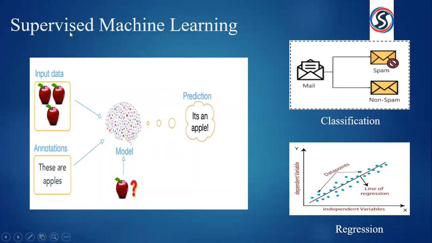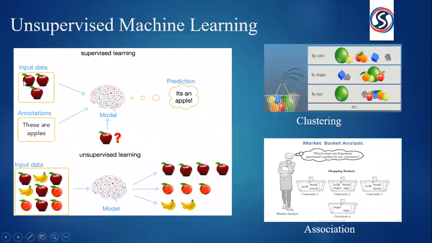So this is my supervised machine learning. As I have told you, here is the input data, and here are the annotations that these are the apples. Now this is my model. If a new, same thing comes, what will it predict? It's an apple.